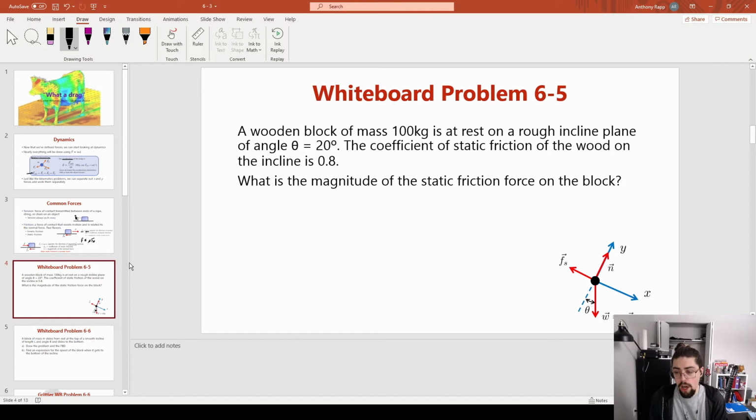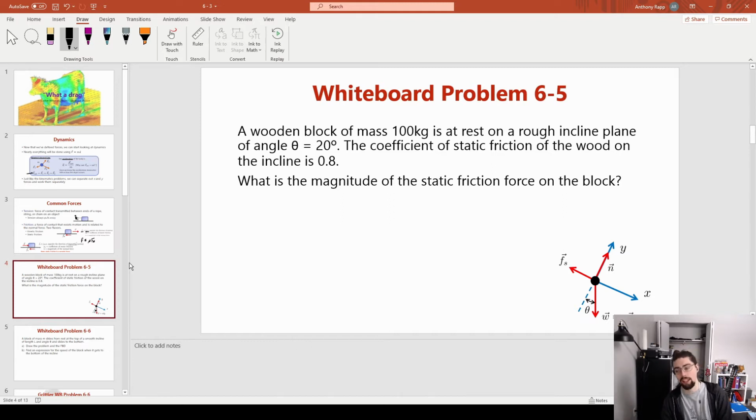So, I want to try a problem here. Let's imagine we have a wooden block of mass 100 kilograms at rest on a rough inclined plane, and a rough inclined plane implies to us that there is indeed friction. That plane is at an angle 20 degrees above horizontal. The coefficient of static friction of wood on the incline is 0.8. That is our mu value.